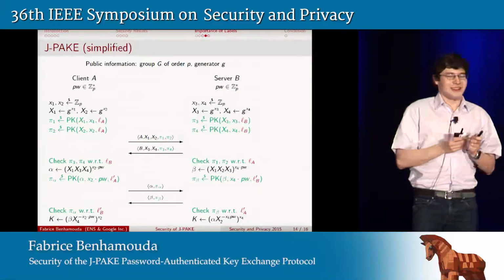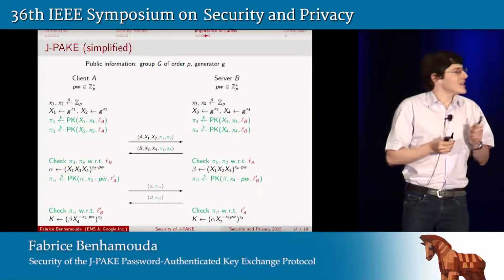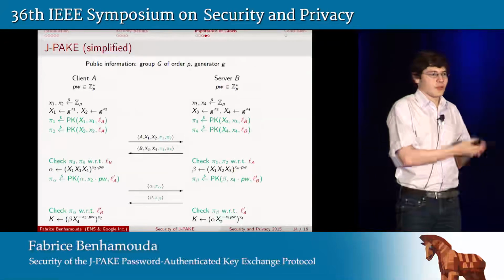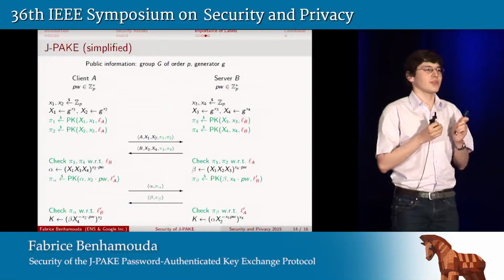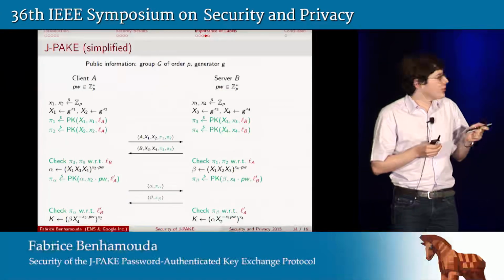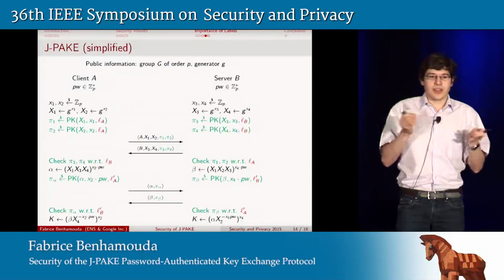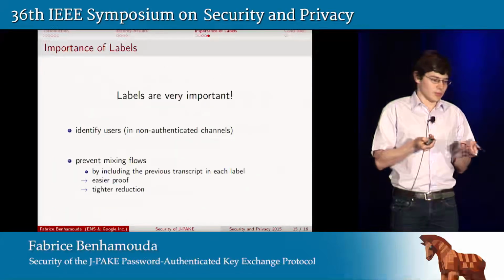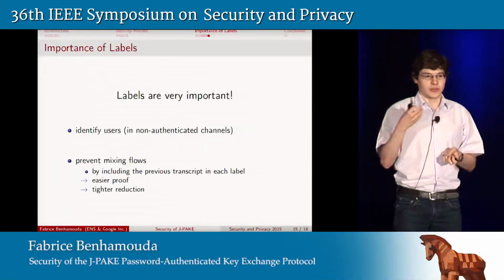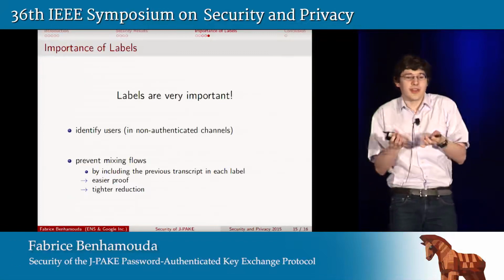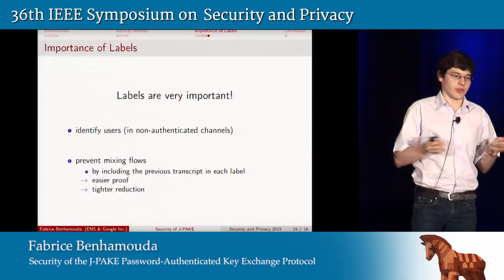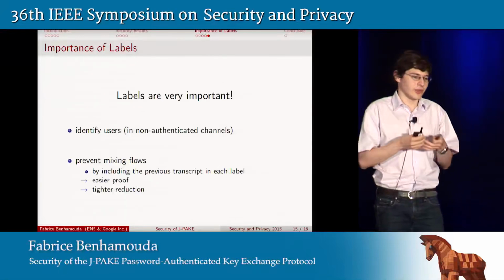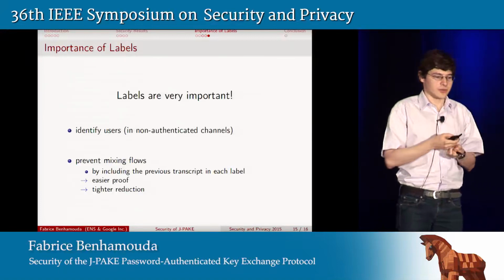But, okay, we have seen that labels are very useful to identify users, and they are actually also useful to prevent mixing flows. So if each label here contains all the previous transcript, the adversary won't be able to mix flow, and that will make actually the proof easier and the reduction tighter. And actually, in some cases, it's not the case in the JPEG, but in some cases, you really need these labels, otherwise the proof does not work at all. But in the JPEG protocol, we are lucky that with this minimal label, you can still prove. But that's difficult.